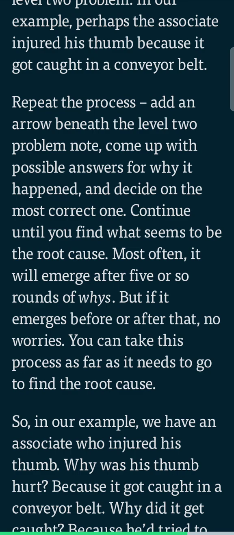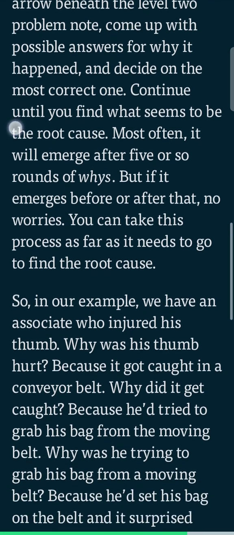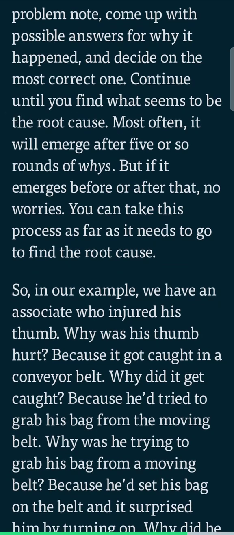Continue until you find what seems to be the root cause. Most often, it will emerge after 5 or so rounds of whys. But if it emerges before or after that, no worries. You can take this process as far as it needs to go to find the root cause.